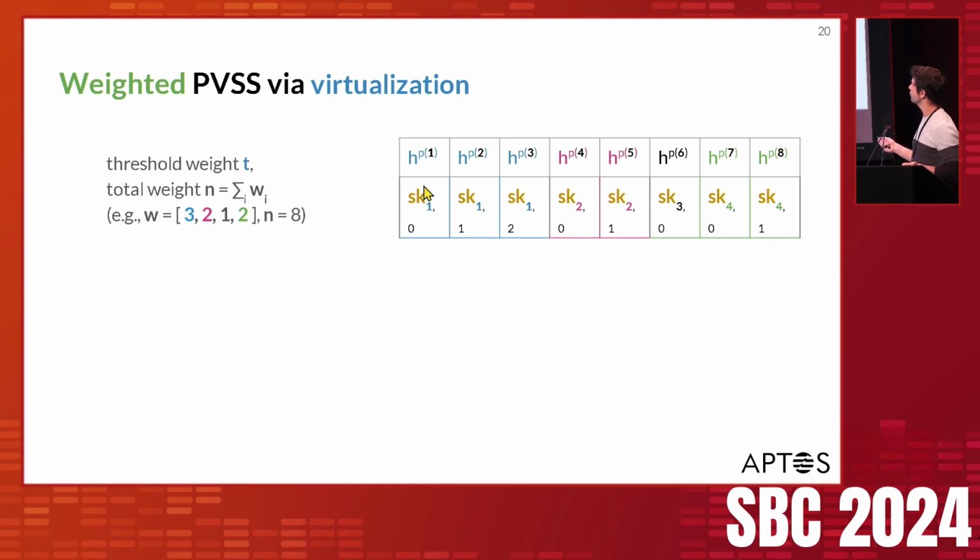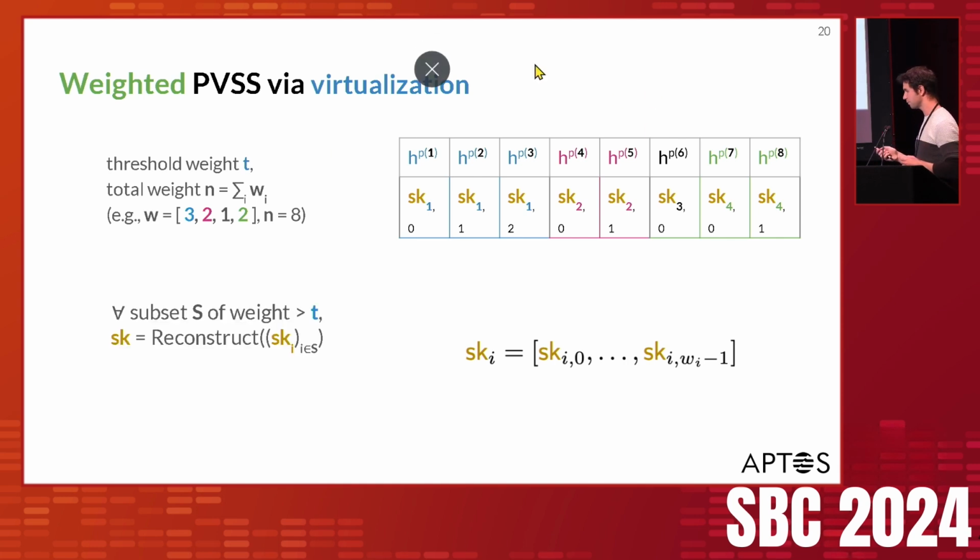And now I'm just going to carefully assign each share to a player. So the first 3 shares go to player 1 because player 1 has weight 3. The next 2 shares go to player 2 because player 2 has weight 2, and so on. Yeah, so in general now, each player I, their secret key share in the weighted setting will just be a bunch of WI subshares, which are assigned in this straightforward manner via virtualization.